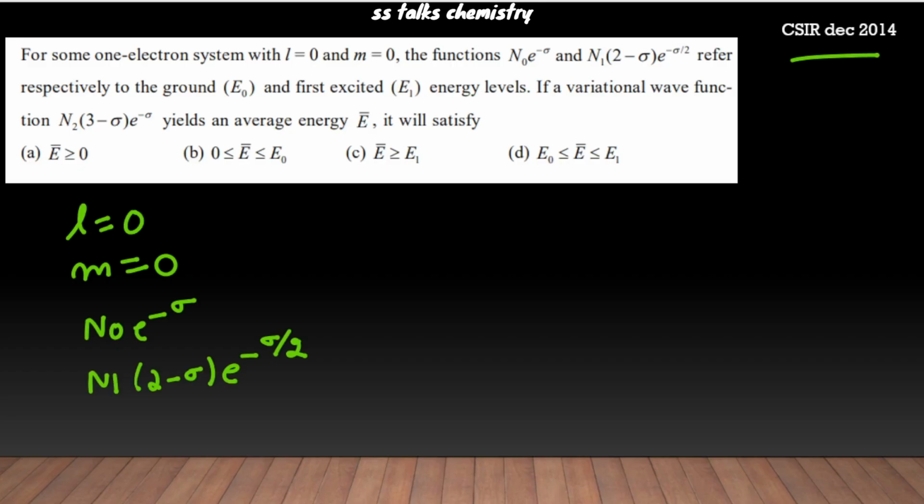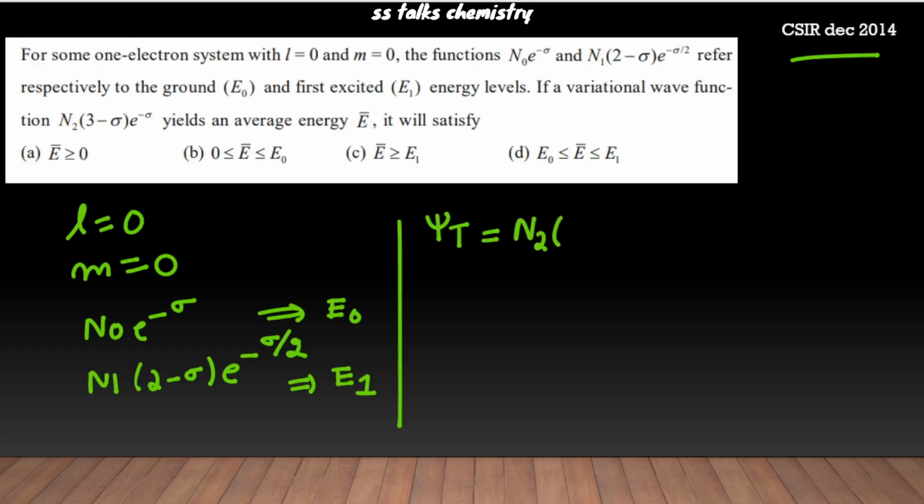It refers respectively to the ground state, which is E naught, and the first excited state, which is E1 energy levels. So this level is giving me the energy E naught, and this level is giving me the energy E1. Okay, so if the variational wave function has been considered, we now have a trial wave function given as n to the 3 minus sigma, e raised to the power of minus sigma. Now this trial wave function yields the average energy value, which is E bar.